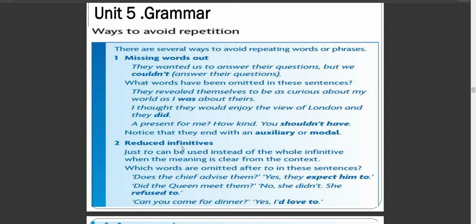Number two, reducing infinitives, تقليل صيغة المصدر. Just to, فقط to can be used instead of the whole infinitive. يعني فقط to هنا ممكن نستخدمها بدل من المصدر كاملة. Which words, الكلمات التي حذفت. Okay, when the meaning is clear from the context, عندما يكون المعنى واضح من النص. Which words are omitted after to in these sentences.